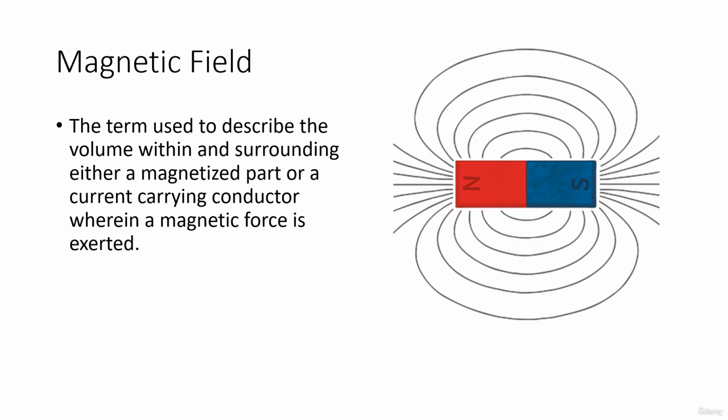So when we're talking about a magnetic field, the term is used to describe the volume within and surrounding either a magnetized part or the current carrying conductor wherein a magnetic force is exerted. That's a magnetic field. I'm sure we've all seen this when we were kids. You put a magnet under a piece of paper and you sprinkle some iron powder on it, and you're going to have these magnetic field lines show up.